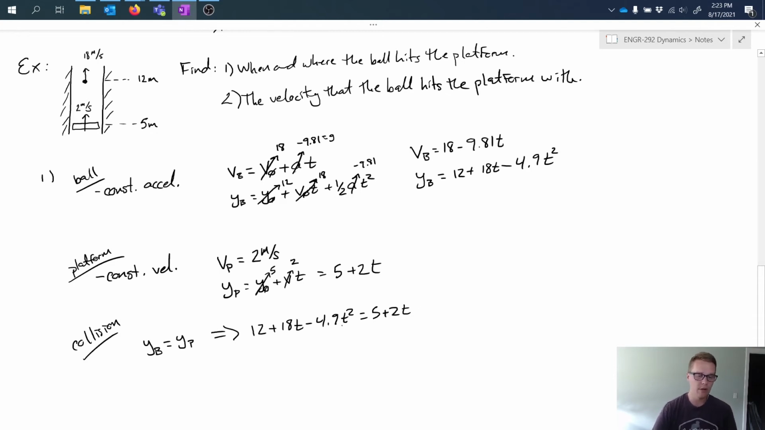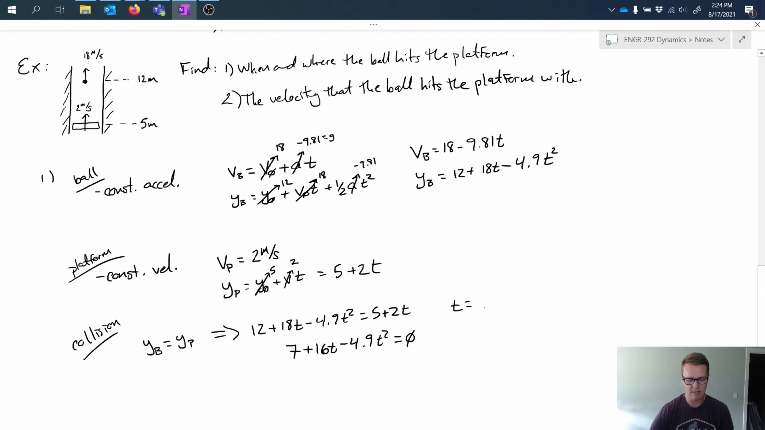Now, we can solve for t in this problem because it's the only variable that shows up. So I'm going to go ahead and subtract over the 5. I'm going to subtract over the 2t. Set this equal to 0. And now I'm going to apply my quadratic formula.